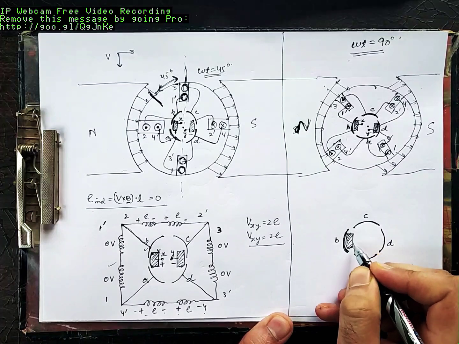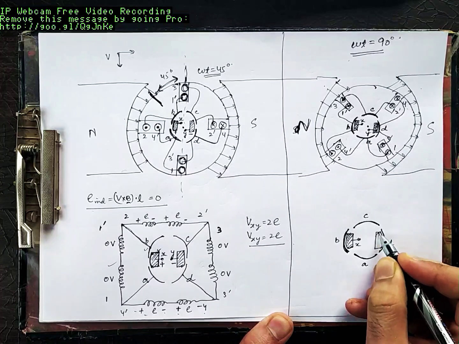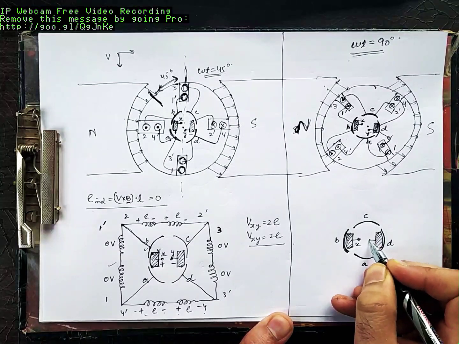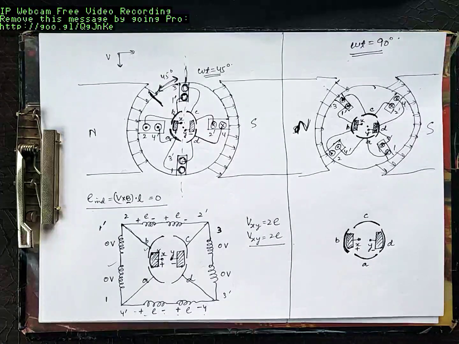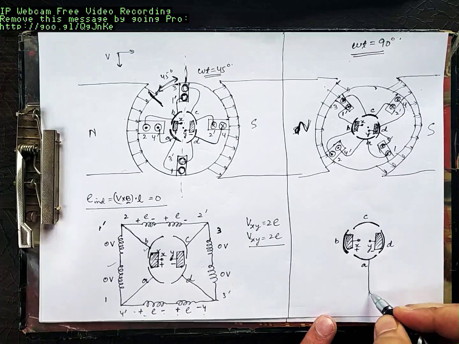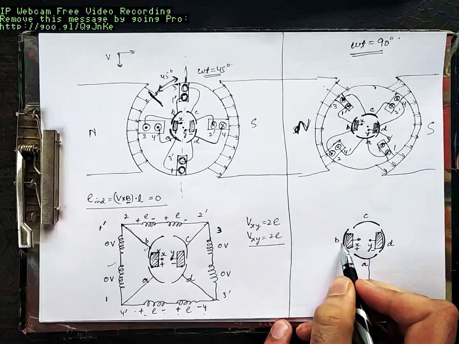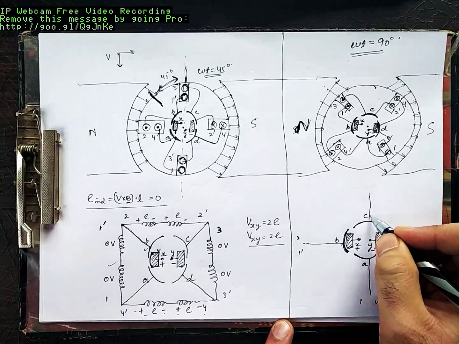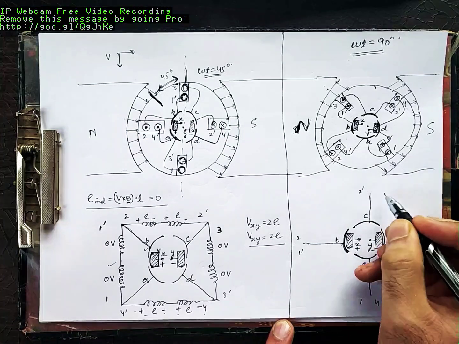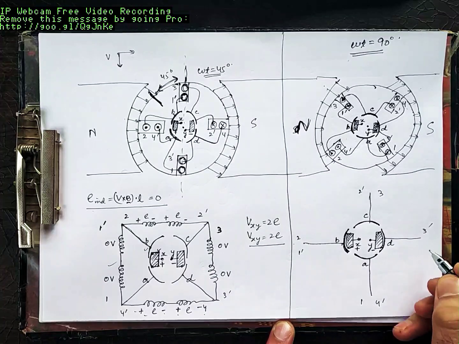This is brush X. This is brush Y, positive brush, negative brush. Again we know to A are connected 1 and 4 prime. To B are connected 1 prime and 2. To C are connected 2 prime and 3. To D are connected 3 prime and 4.